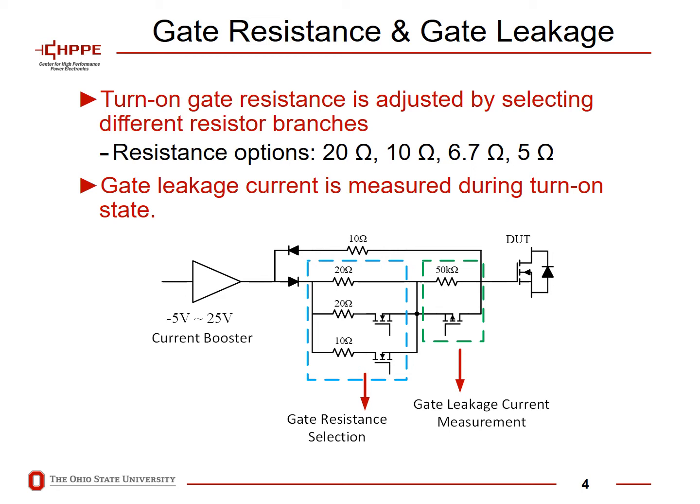The switch inside the green box is normally on. It will bypass this 50 ohm resistor. It's a high accuracy resistor. After the switching transient, we will turn off the switch and then we can read the voltage across this 50 ohm resistor, which will give us the information of gate leakage current.